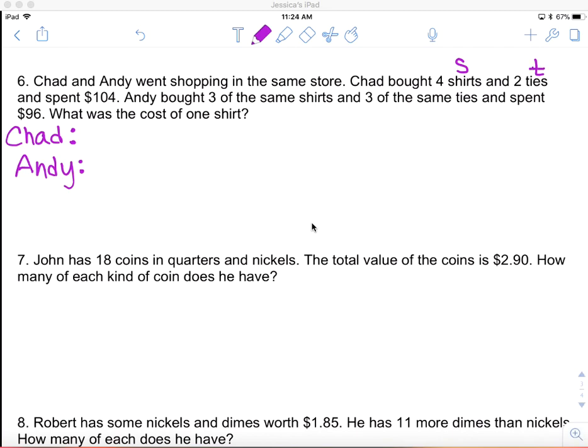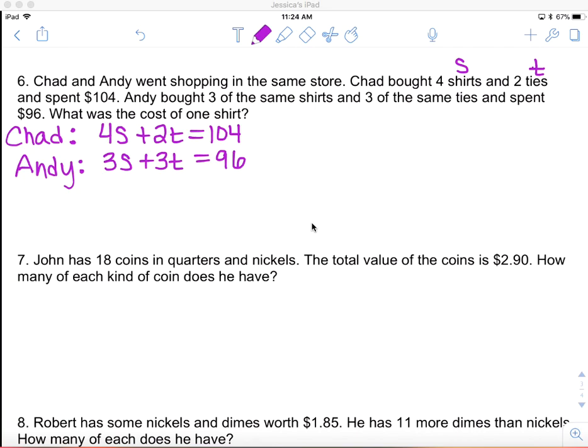Chad bought 4 shirts, so I'm going to call that 4S, and 2 ties, so plus 2T. His total was $104. So his 4 shirts plus his 2 ties gives us 104. Andy bought 3 of the same shirt, so 3S, and 3 of the same ties, so 3T, to spend $96. These are our 2 equations.